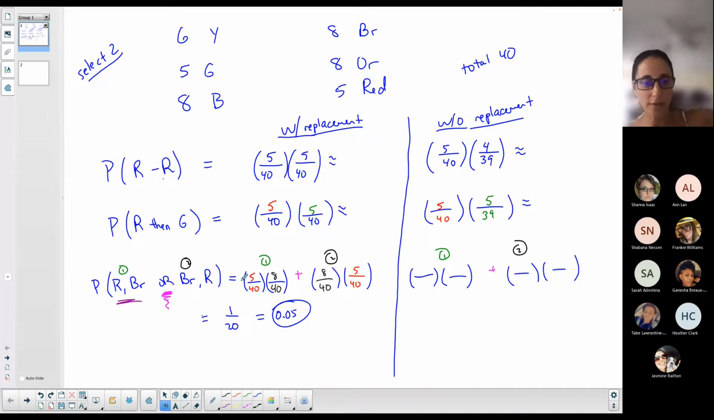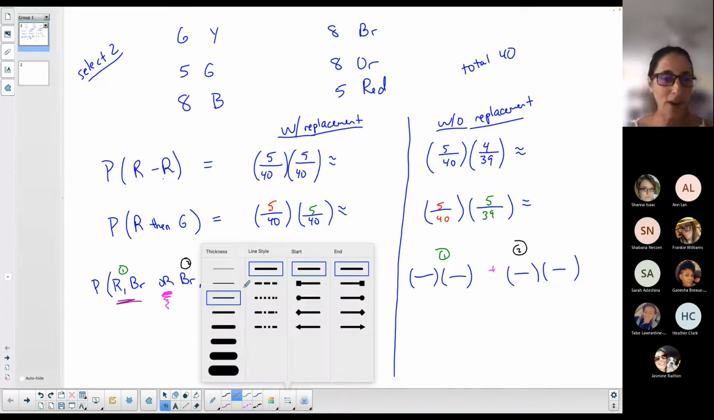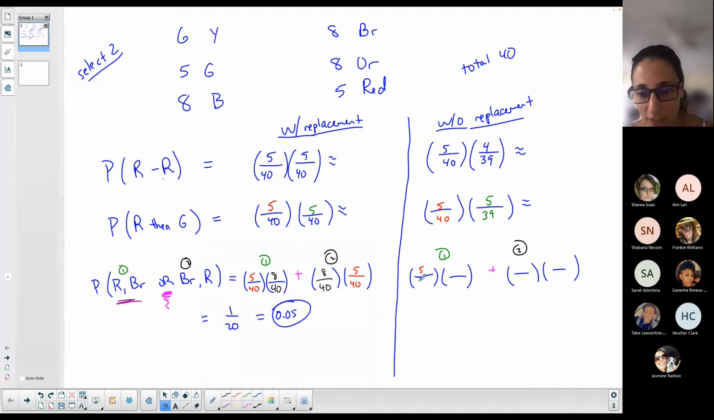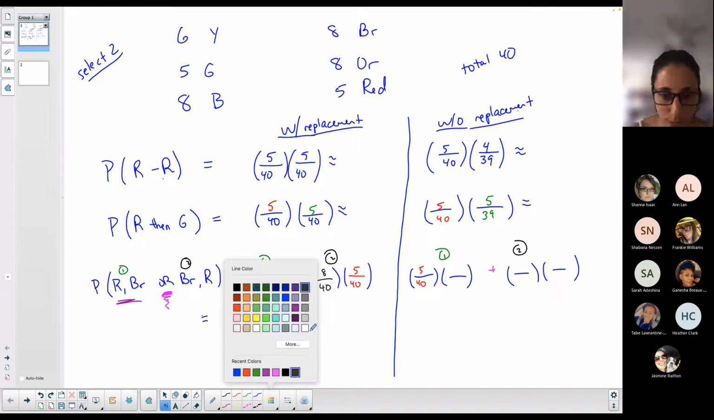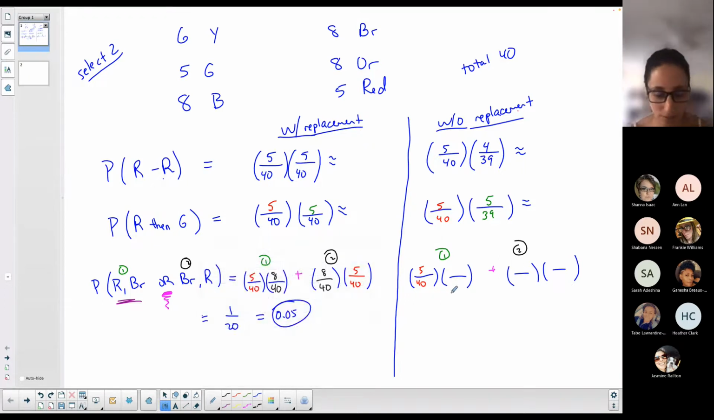Let's talk about the first one where I select a red and then a brown. Again, we already know about the red, 5 out of 40, right? But if I eat the red, because I'm not replacing it, what's the probability I get brown on that second pick? 8 out of 39. Yeah, 8 out of 39. I still have 8 brown. I didn't eat the brown. I will eat it after that. But 39 because I ate the red. I have 1 less total M&M in there, right?